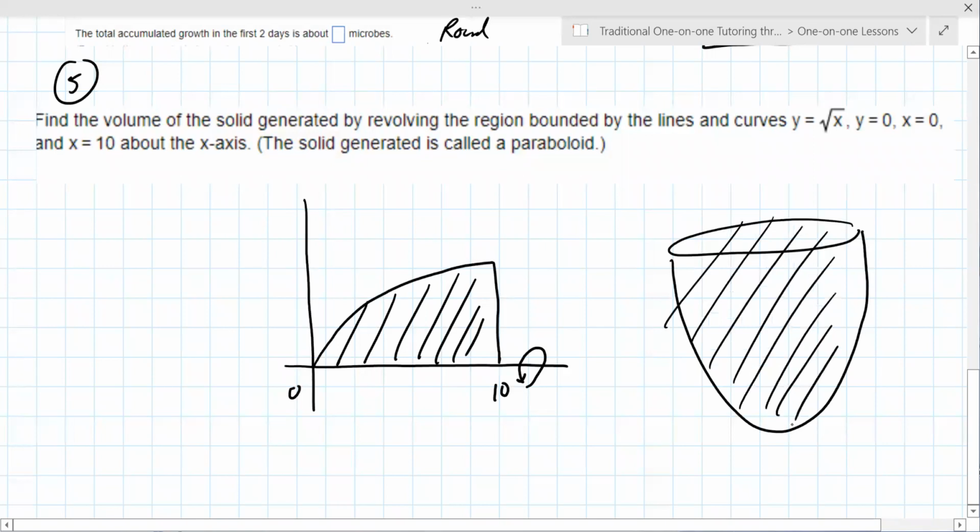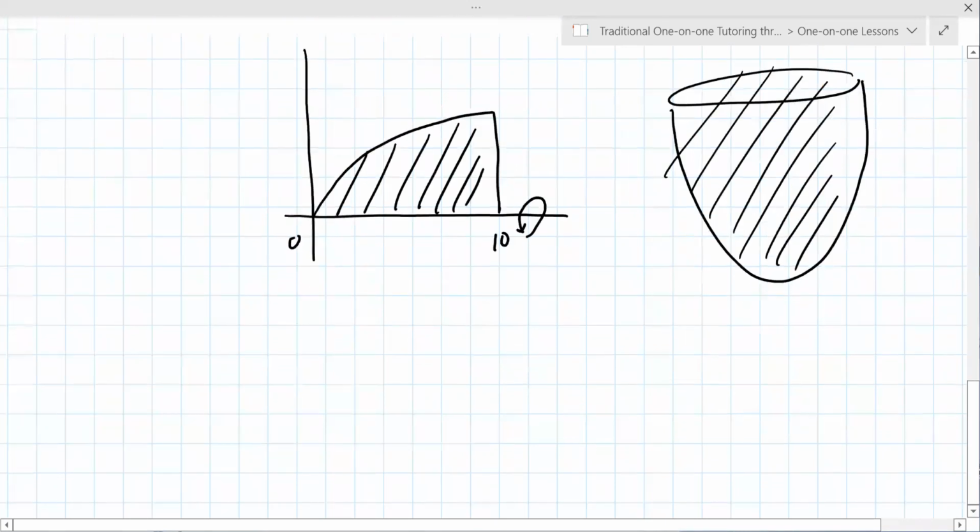I don't know if there's a better example. Maybe it's like a piece of fruit, like a banana that you've cut off at the end. Oh, yeah, I see what you're saying. That's sort of interesting to think about, things like that.